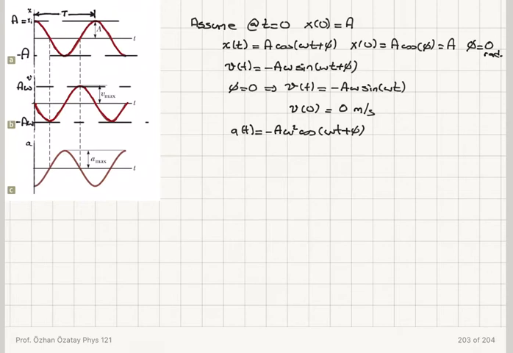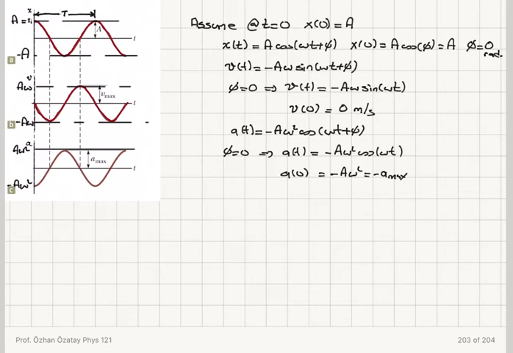And if I go to acceleration, acceleration as a function of time is minus a omega squared cosine of omega t plus phi, with phi equals to 0. This is going to become, acceleration as a function of time is minus a omega squared cosine omega t. And what is the acceleration at t is equal to 0? It's going to be equal to minus a omega squared, which is minus a max. So this is going to oscillate between minus a omega squared and plus a omega squared.